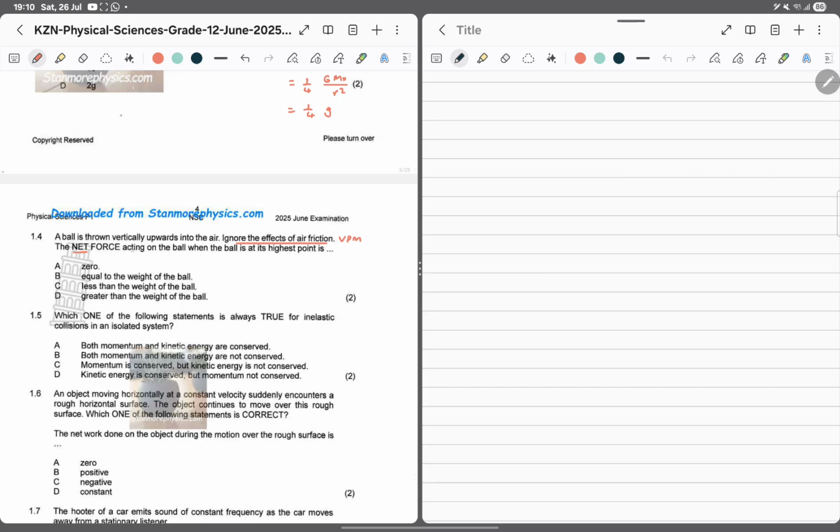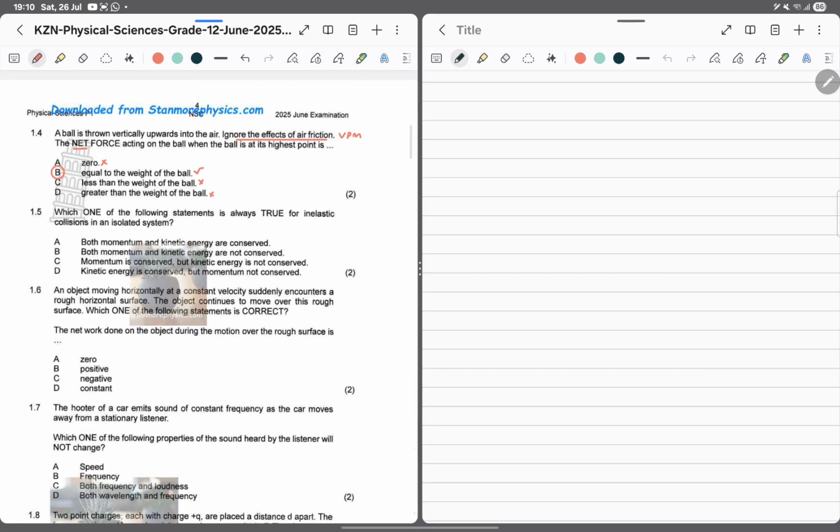Okay, this net force acting on the ball, when the ball is at its highest point, it's the gravitational force. So it's not zero. It's equal to the weight, because that's the force of gravity. It's not less, it's certainly not more. So B is our answer.